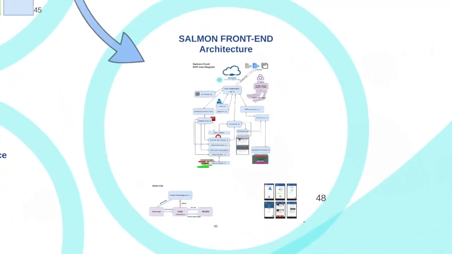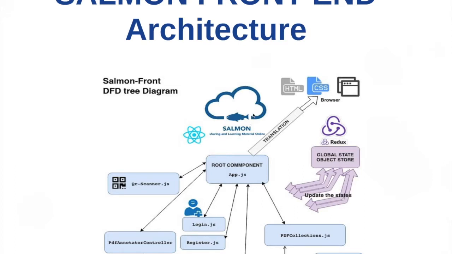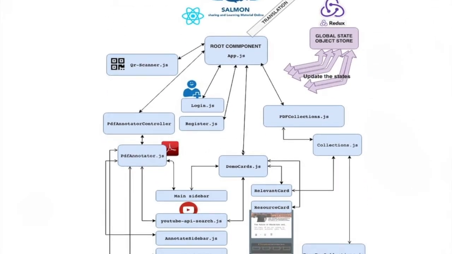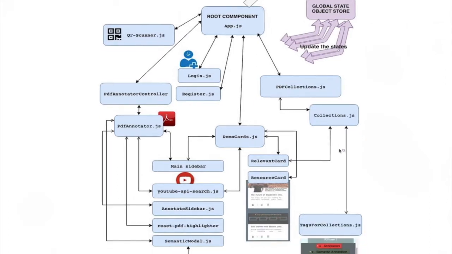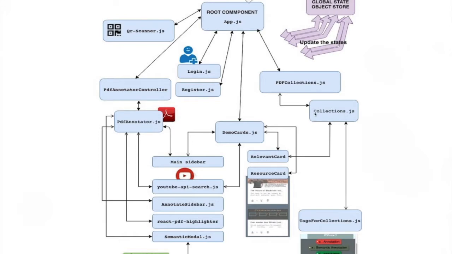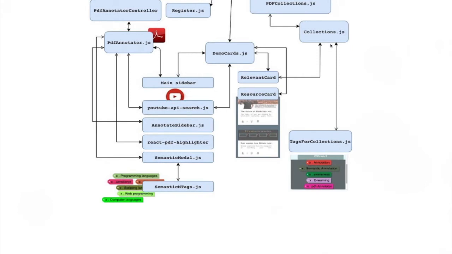So let's go a little bit into detail from the front-end aspect. In React, we always have a root component, here called app.js, and all other components are called inside this component. It's like a tree where each component can call other subcomponents. For example, we have the PDF core collection.js file, where we handle the collections in this component. And here we have another child for tags for collections, where we put all the CSS and related materials for the tags inside the collections.